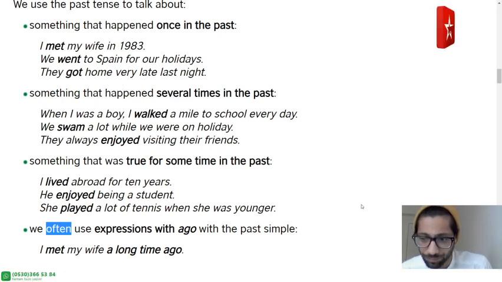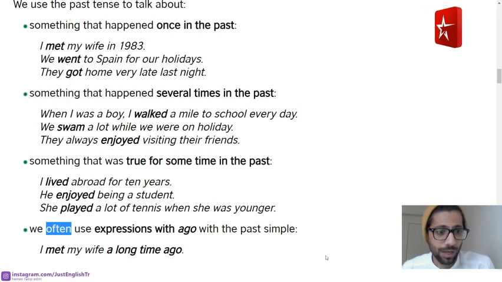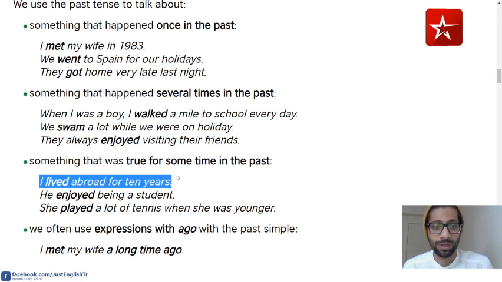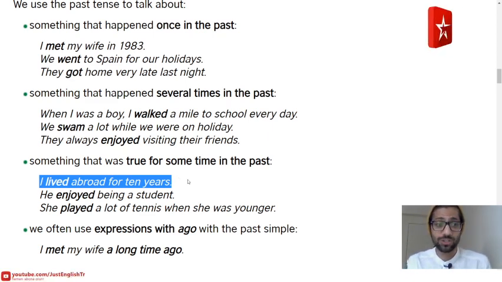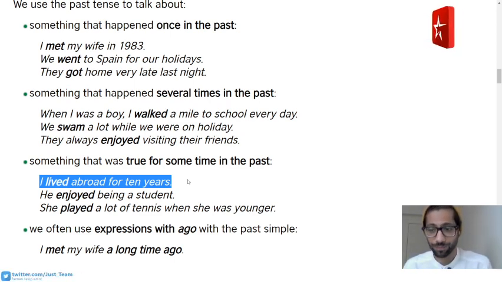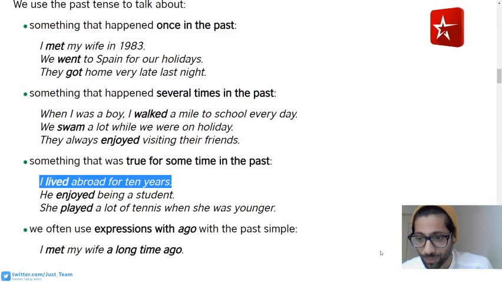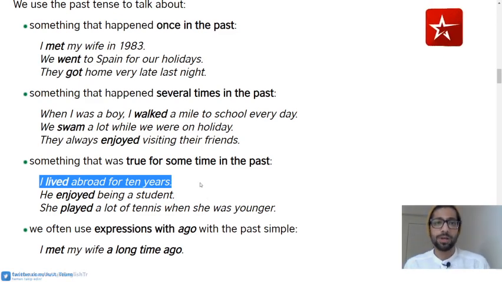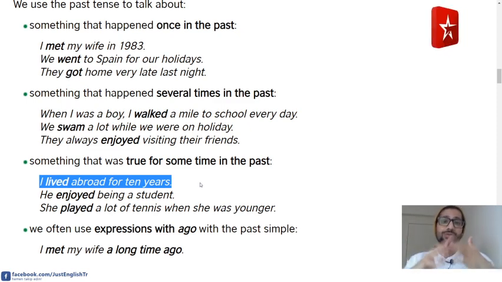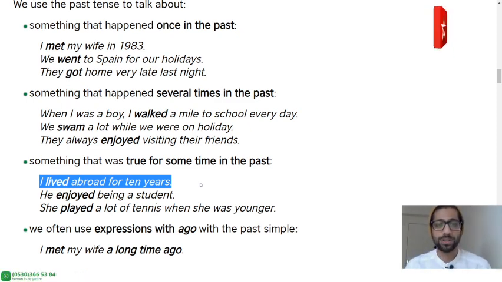I lived abroad for 10 years. Yes, which means this is in the past. You just use lived, which means that was before, not during. So here you've got four types: once in the past, several times, true for some time, and the last one is the expression with ago.